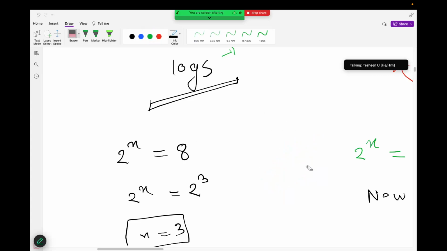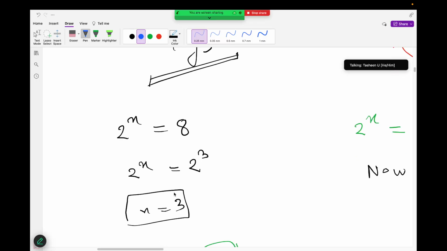You remember it from function, I guess. So when do we need logarithm? When indices fail. What does that mean? If we have 2 to the power x equals 8, we can rewrite 8 as 2 to the power 3, and then we can equate the power because the base is the same.